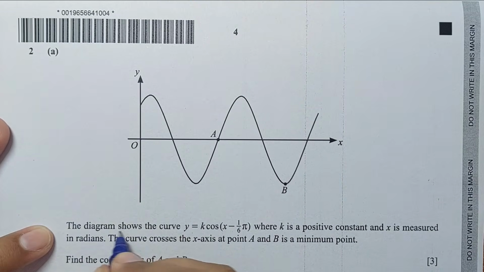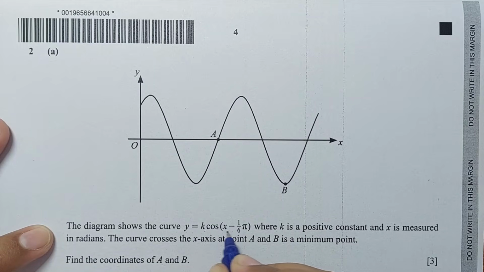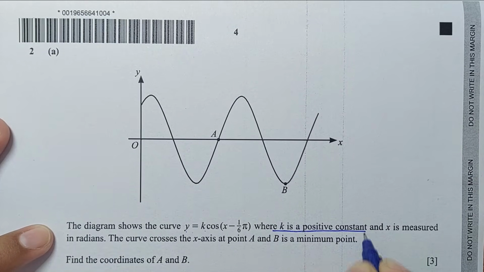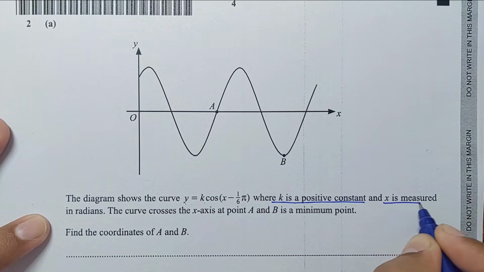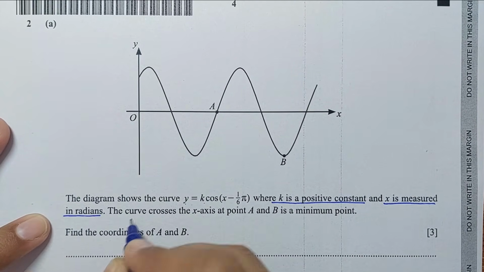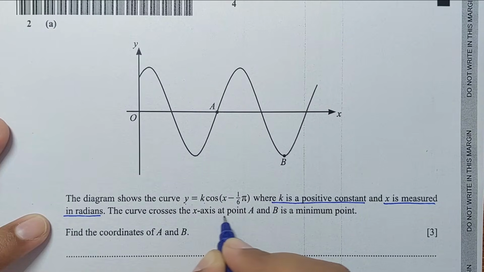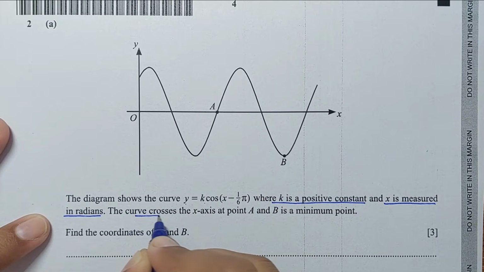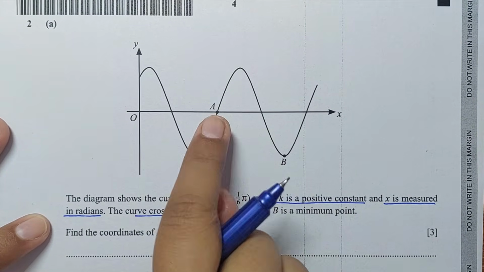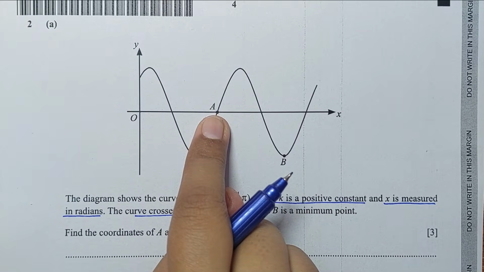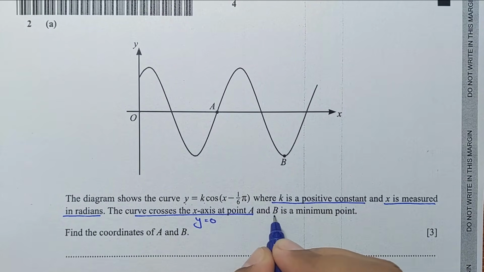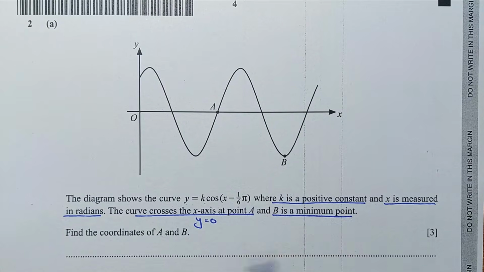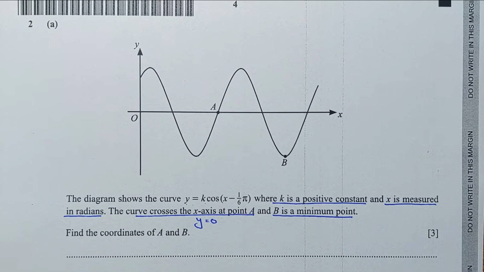Question number 2. The diagram shows the curve y equals k cos(x minus pi by 6), where k is a positive constant and x is measured in radians. The curve crosses the x-axis at point A. It means the y component is equal to 0. And B is the minimum point. Find the coordinates of A and B.